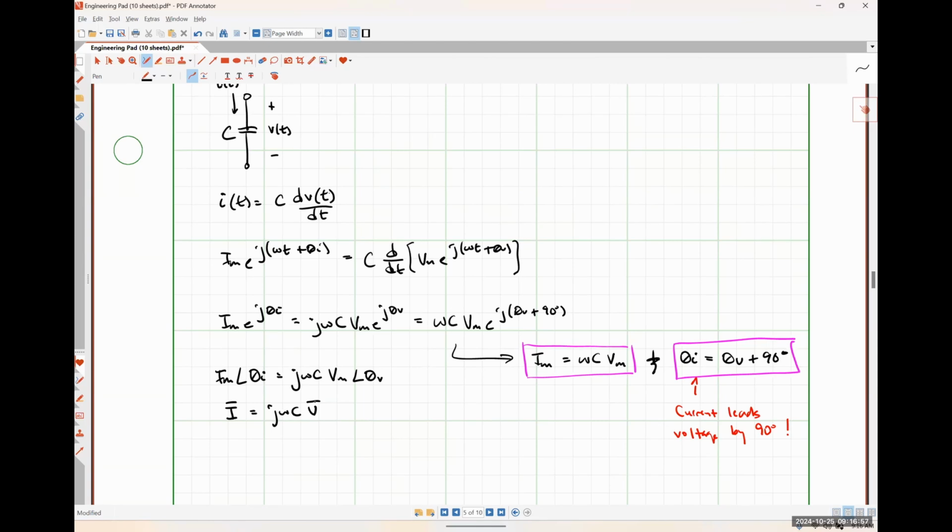So we are incredibly close to being able to analyze circuits entirely in the frequency domain. There's just one last little thing that we need to put together, okay?